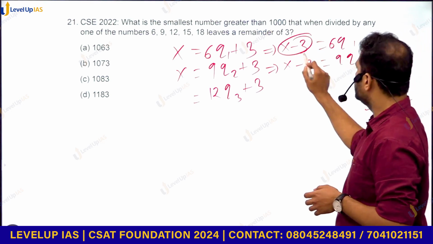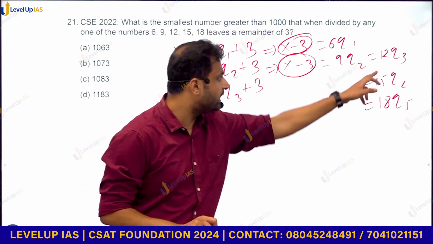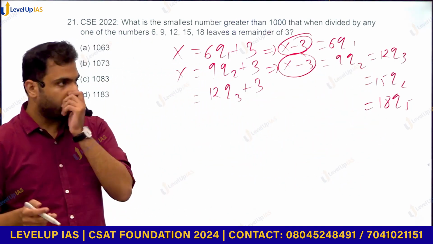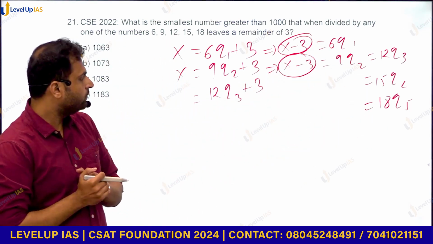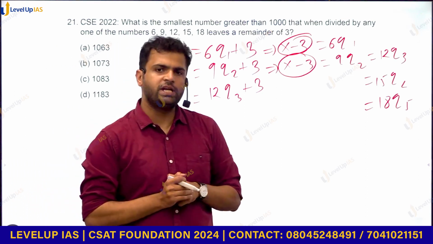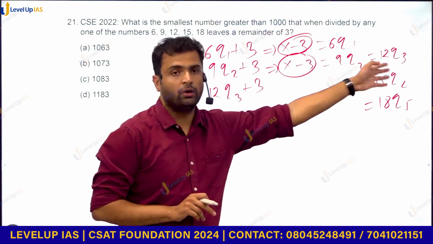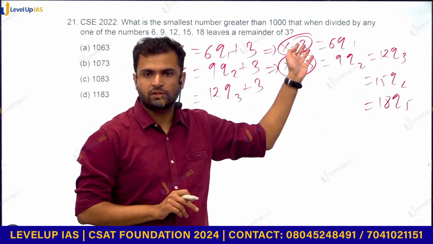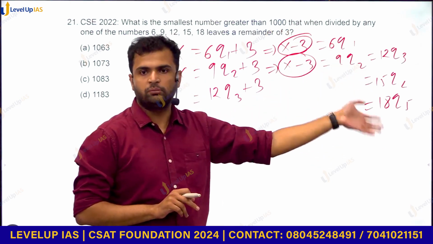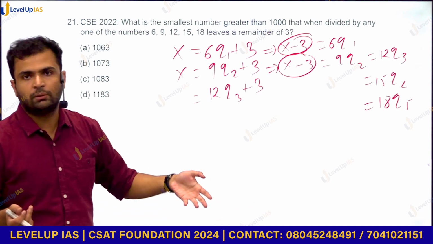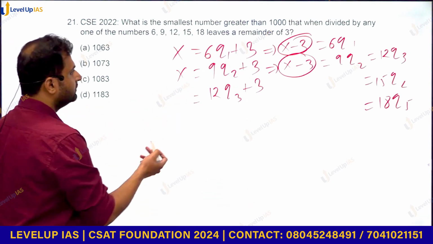So this number x minus 3 is divisible by 6, 9, 12, 15, 18, all of them. So we have a number that is a common multiple of all of these numbers. Because this number is divisible by all of these numbers, it is a multiple of all of these numbers. And because it is a multiple of all of these numbers, it is a common multiple of all of these numbers. Where have we heard this term common multiple? In LCM, least common multiple, which we can easily find.